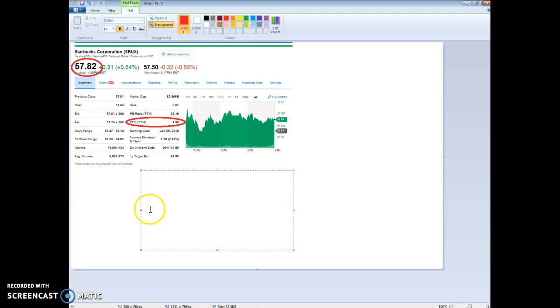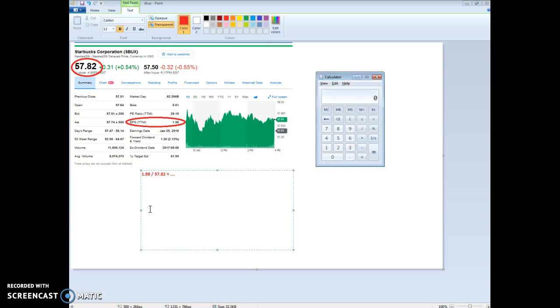Part divided by whole. What's the part? $1.98. That's part of the money that comes back as a profit. Divided by, what's the whole amount of money I paid? $57.82. And we can get an answer. And in particular, let's go ahead and do it. I got my little calculator here. Okay, what is it? $1.98 divided by, what am I looking at? $57.82 for the stock price. And I divide them up and I get that number right there.